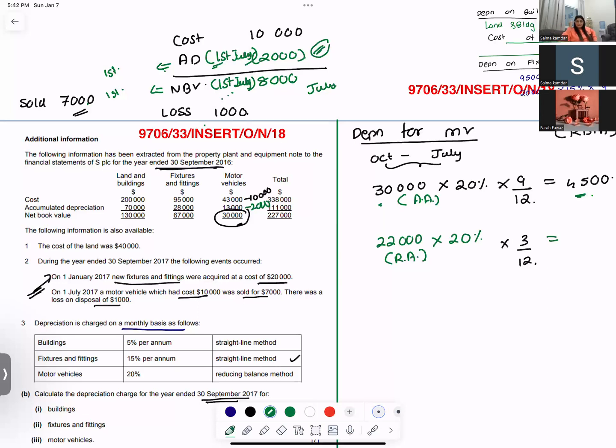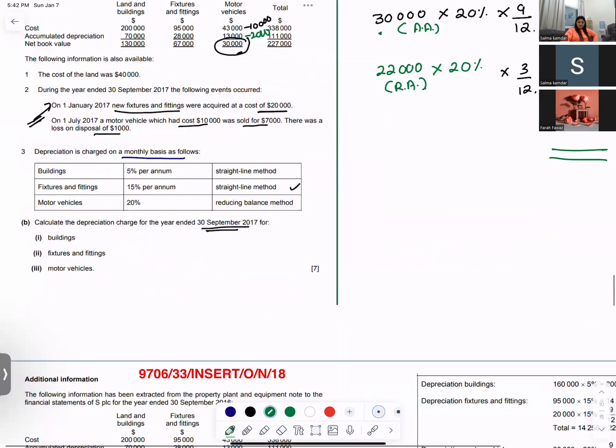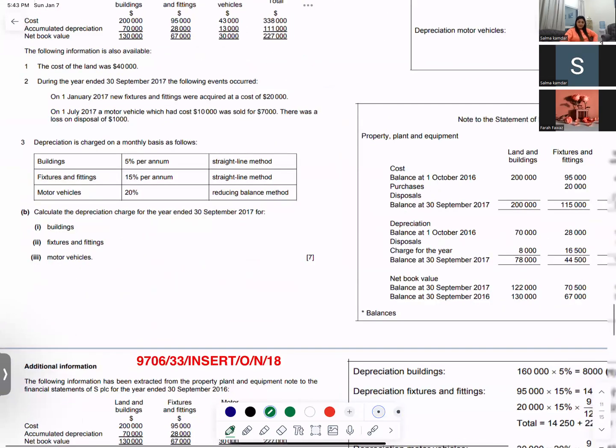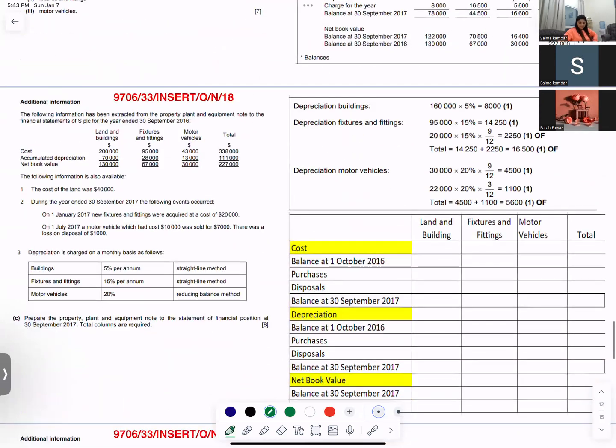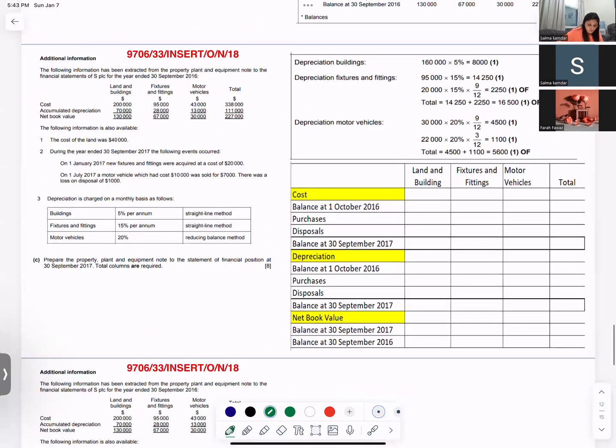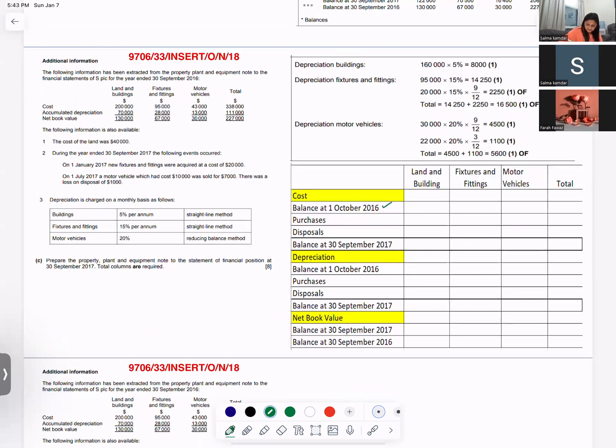So can you tell me the depreciation for remaining assets? 1,100. So what is total depreciation? 5,600. Can we make the property, plant and equipment schedule now? Okay. So this is cost at start. Can you recall the property, plant and equipment schedule?